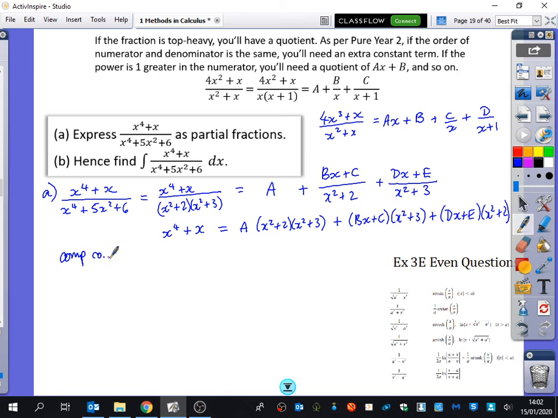So you start comparing x to the 4. If I compare x to the power of 4, on the left-hand side I've got 1, and on the right-hand side I've just got a. Now I'm going to compare the x cubed terms.